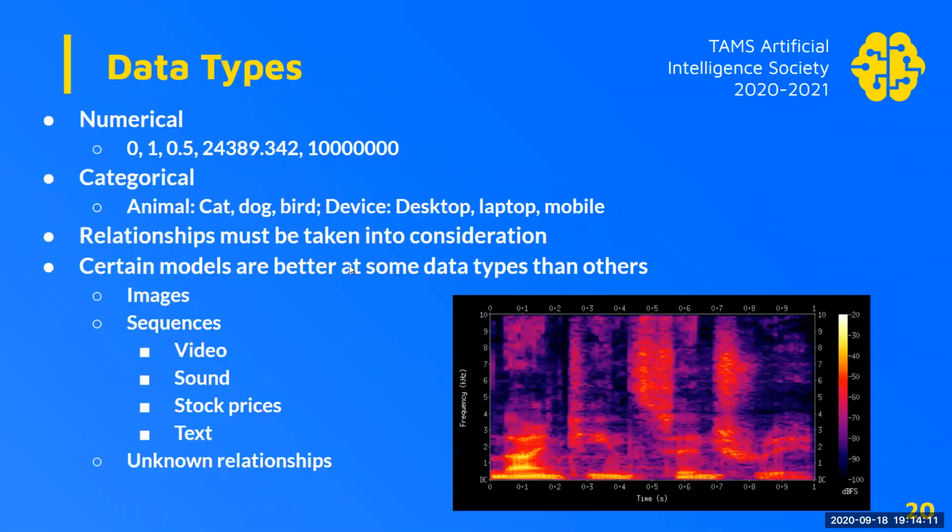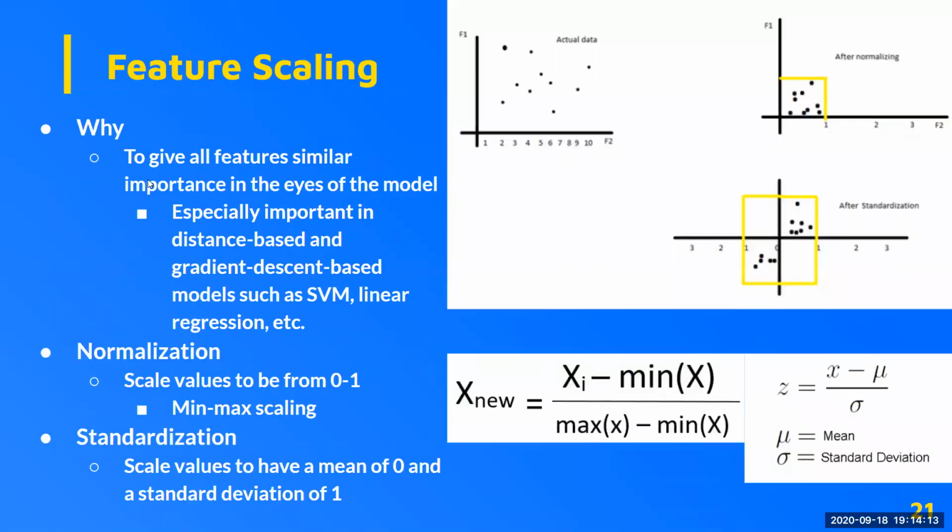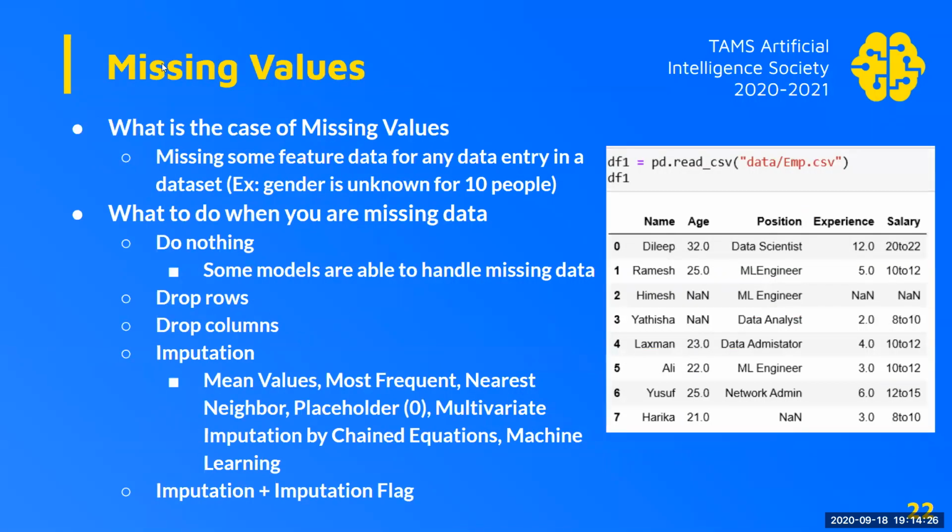And then we went over handling data, so data types, feature scaling. This is particularly important because a lot of models use gradient descent or distance-based algorithms to be able to make their predictions. And then what to do in the case of missing values. We talked about how we could do nothing, drop rows, drop columns, or imputation. Or you could do imputation plus imputation flag.